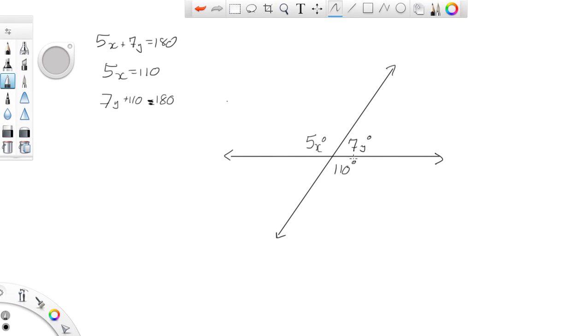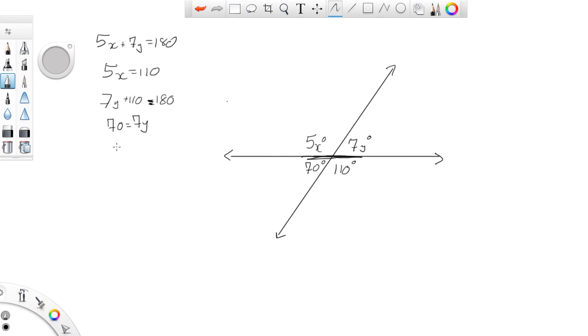Now if this angle here is 110 degrees, and it makes up a straight line with this angle, they must be supplementary and add up to 180 degrees. So this angle must be 70 degrees. With the 70 and the 110, they add up to 180. So now I can see that 70 degrees is a vertical angle to 7y. So that's four equations I can set up from all these.